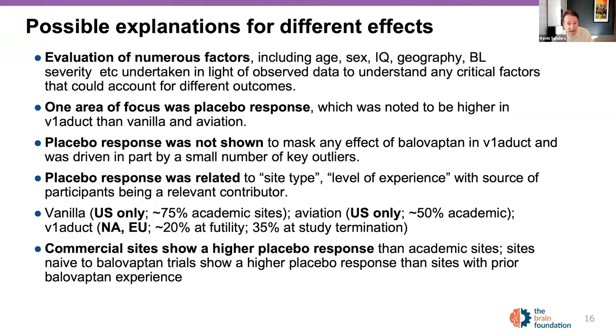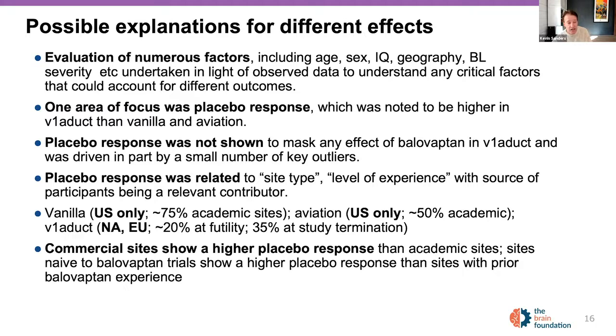We've looked at a lot of different factors, including age and sex and IQ, geography, some of the baseline scores, which I showed before, placebo response. This was something that was very significant in our study, much higher than what we thought it would be. We tried to look at different things that could be playing into that, but even despite that, we don't think that this placebo response was the only reason that our studies were reading out negative. We also saw that there was a difference in site type, and level of experience, which I'll cover a little bit in a second.